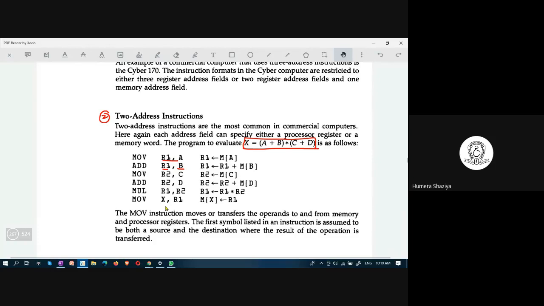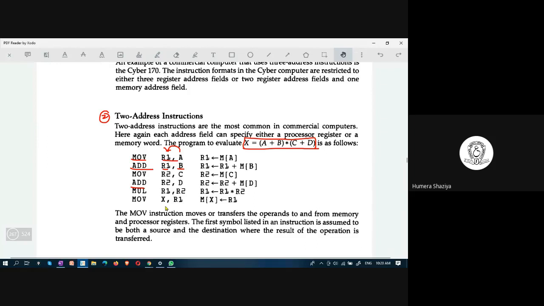Apparently R1 has got the contents of A because you are using move. Here you see move. You are moving A into R1, and then you are performing add. Add R1 equals R1 plus B. Later you are moving C into R2, and you are performing add between C and D. C is stored in R2, so R2 and D.